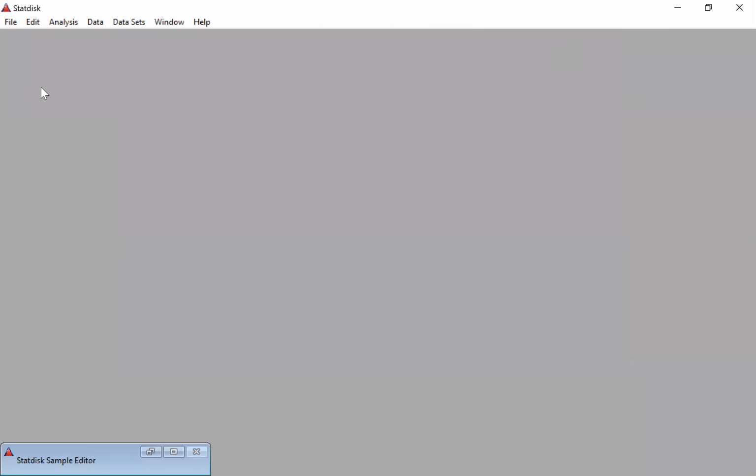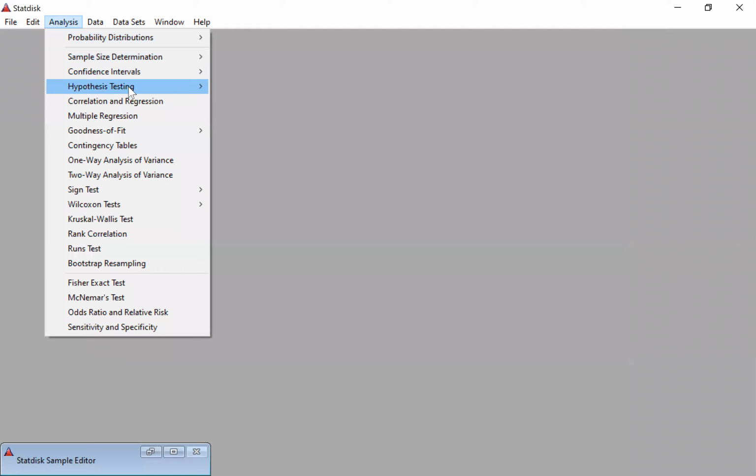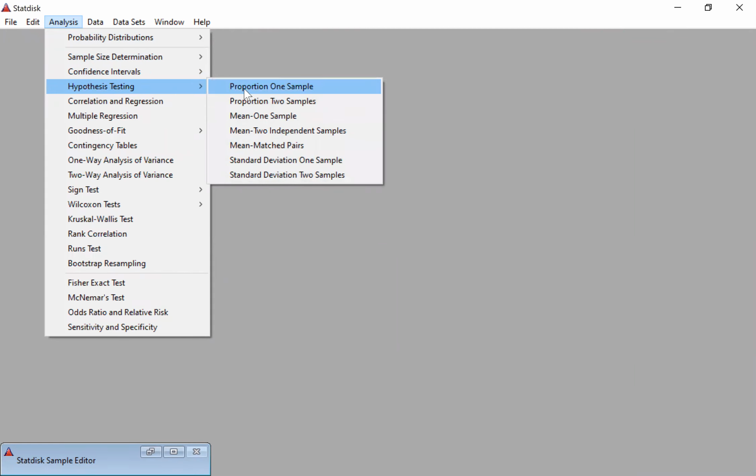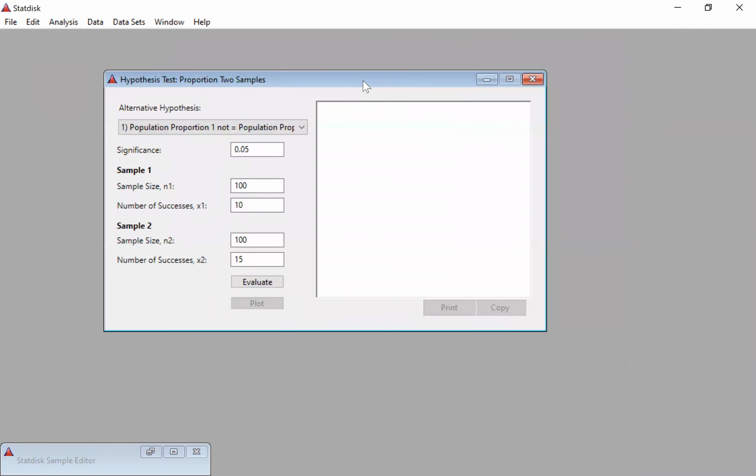So we don't need that. So analysis, hypothesis testing, and this is a 2 samples proportion case. Our alternate hypothesis, it was a less than. This is a left tail test. Our significance is 0.01.